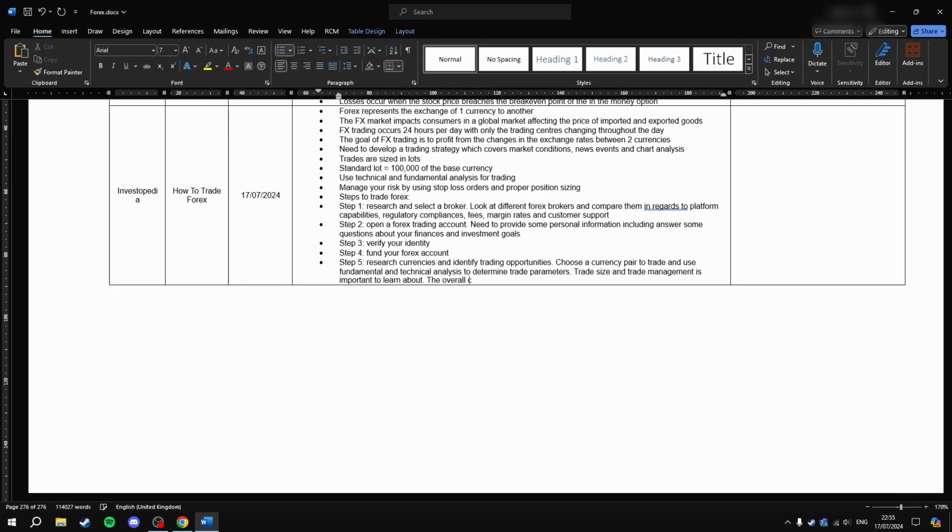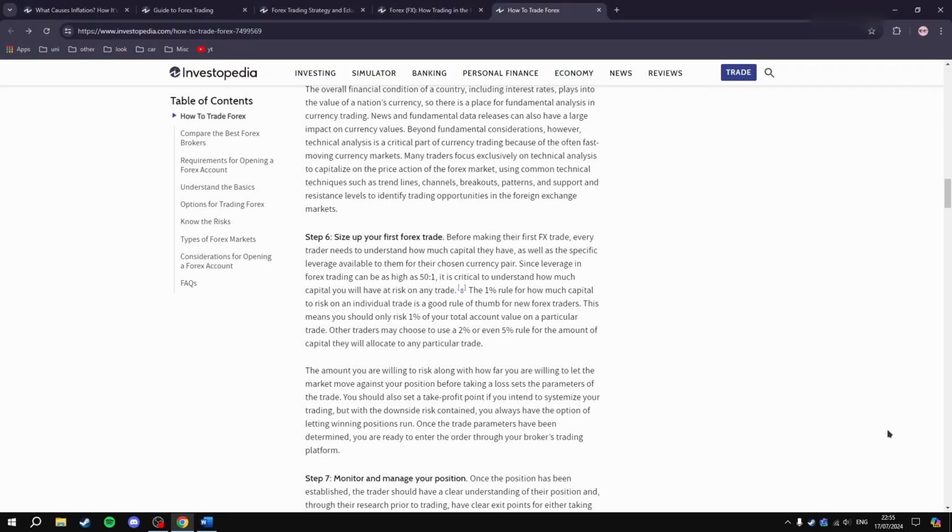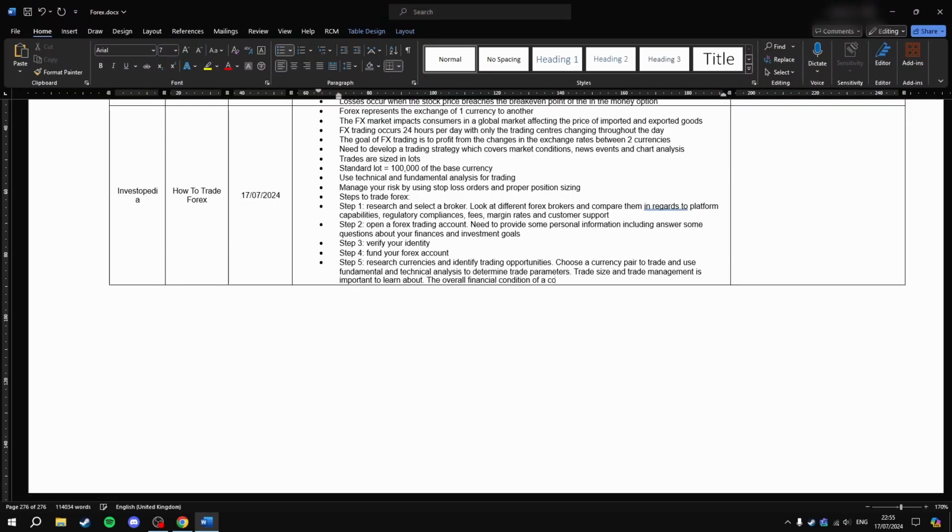The overall financial condition of a country affects the value of its currency.